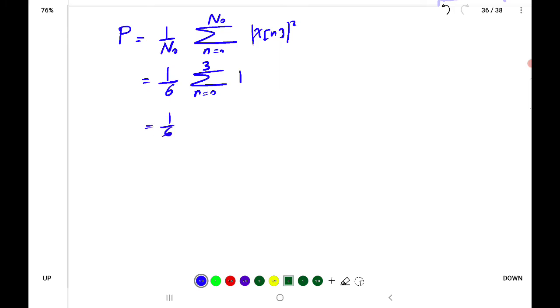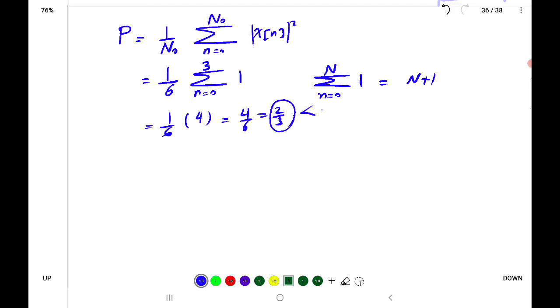The summation we did that before will equal n plus 1, so you have 3 plus 1, which will be equal to 4. Maybe I said it fast. The summation from n equals 0 to capital N of 1 is equal to N plus 1. In this case, N is equal to 3, so it'll be 3 plus 1 equal to 4. 4 over 6 is 2 over 3. Yes, it's less than infinity. Again, it's a power signal. By this example, we're done with the energy and power signals for discrete time signals.